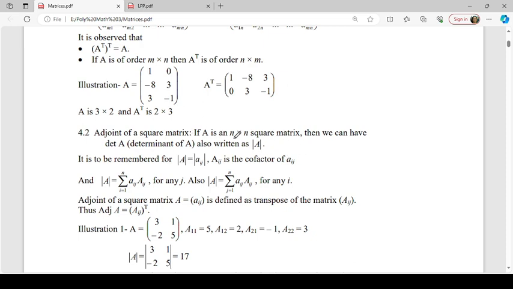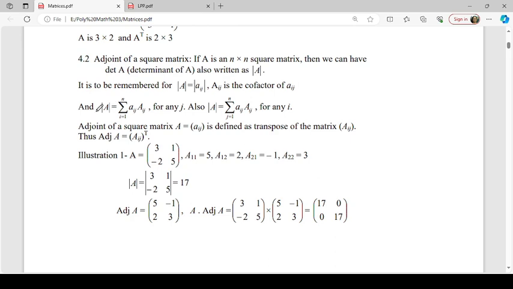for this we need a square matrix. The number of rows and the number of columns are equal. So cofactor. First we find the determinant, determinant of A. Then it is to be remembered. So the determinant value is the summation of a_ij times capital A_ij. These capital A_ij are the cofactors.